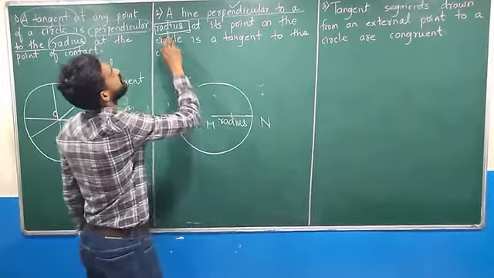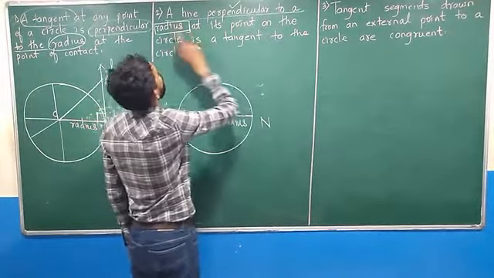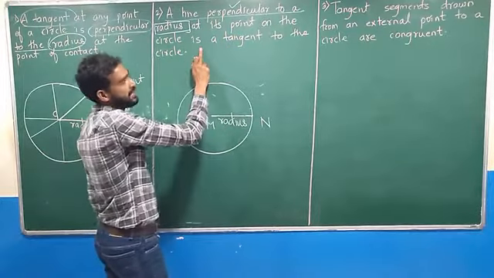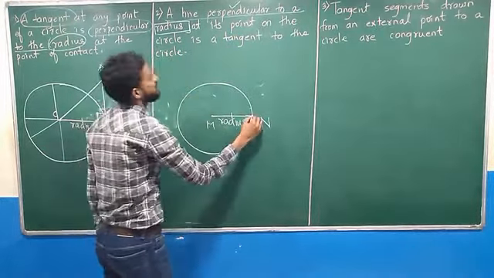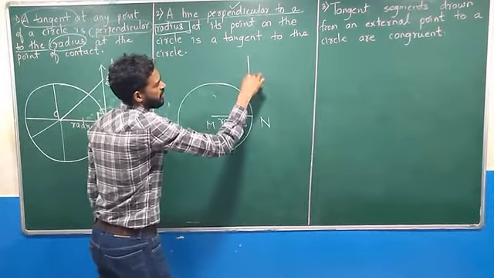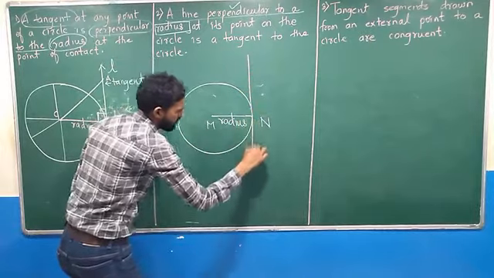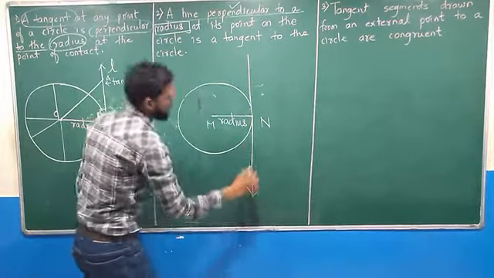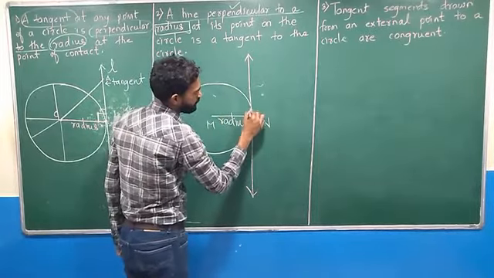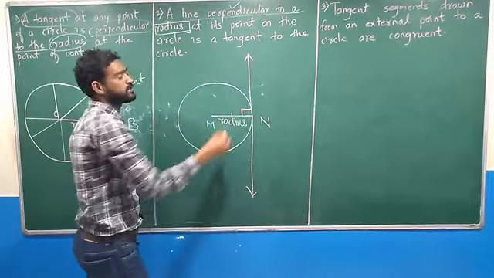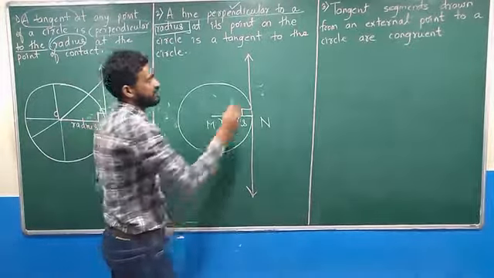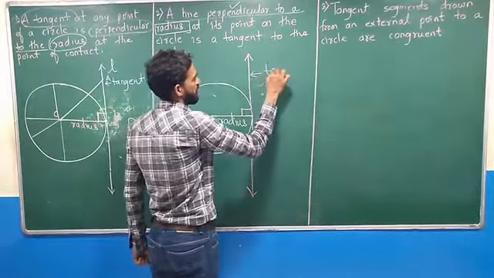Now what are they saying? Look, a line perpendicular to the radius at its point on the circle is a tangent. So I need to draw a line perpendicular, and that line should be perpendicular at the same point of contact. If it is perpendicular, it means the line which I have drawn, now this line becomes what?